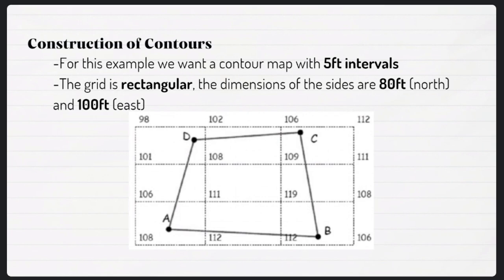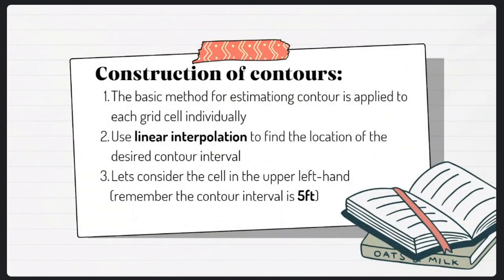The grid is rectangular. The dimensions of the sides are 80 feet north and 100 feet east. So the longest side, which is the length, measures 100 feet while the width measures 80 feet. The basic method for estimating contour is applied to each grid individually. We use linear interpolation to find the location of the desired contour interval, which is 5 feet.